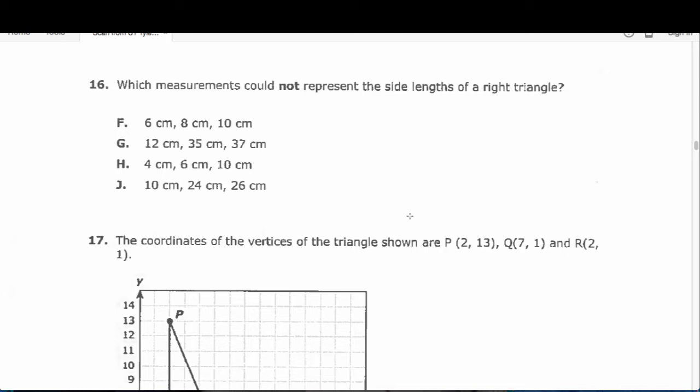Question 16. Which measurements could not represent the side lengths of a right triangle? F. 6 centimeters, 8 centimeters, 10 centimeters. G. 12 centimeters, 35 centimeters, 37 centimeters. H. 4 centimeters, 6 centimeters, 10 centimeters. J. 10 centimeters, 24 centimeters, 26 centimeters.